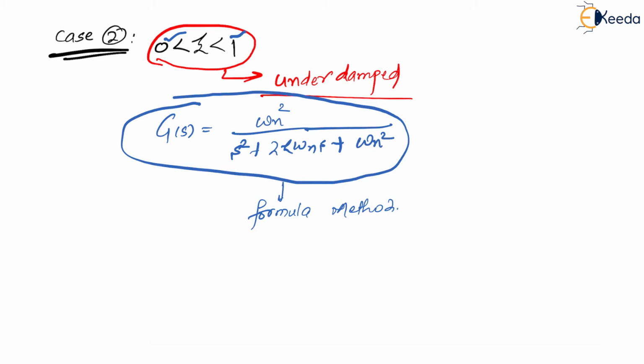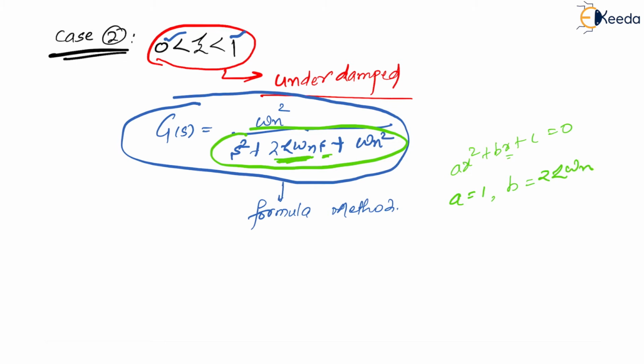What does it say? In school we used to have the equation a x squared plus b x plus c equal to 0. Is that right or wrong? Similarly, here you have an equation like this. If you compare, you get a equal to 1, and b is the coefficient of s, which is 2 zeta omega n. The c term is omega n squared. Is that correct or not?